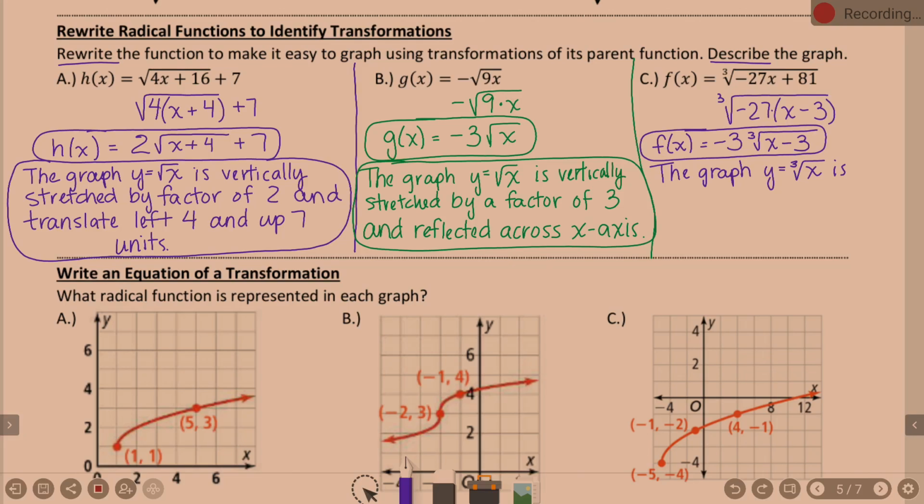So let's see. This graph y equals cube root of x is vertically stretched by a factor of 3, reflected across the x-axis, and we did our reflection, our stretch. It was a cube root of x. What's the piece I'm missing?